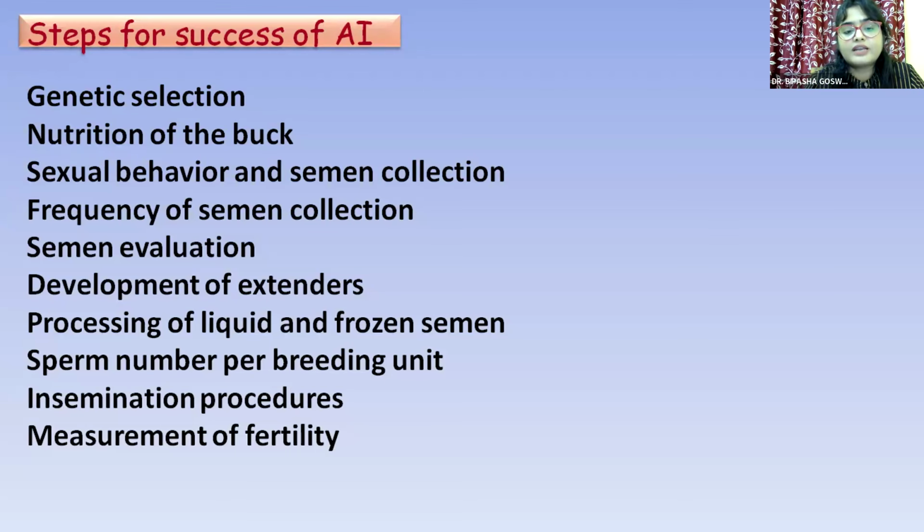Development of extender: we use different types of extender for semen during artificial insemination and semen preservation. So the extender should be prepared in proper proportion. Then processing of the liquid and frozen semen, sperm number per breeding count, the insemination procedure, by which we inseminate the semen within the female, and measurement of the fertility.